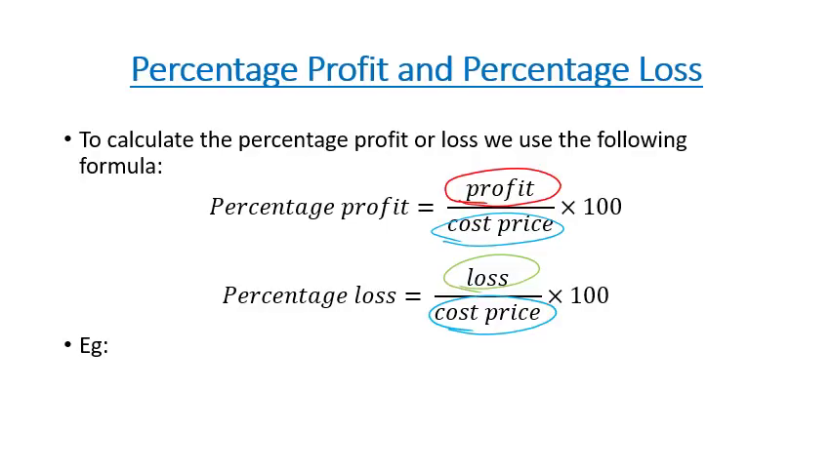So let's use the example we had before with our TV. We know we had a $30 profit, and we know the original amount, our cost price, was $100. So this is going to be 30 divided by 100 times 100, which is going to give us an answer of a percentage profit of 30%.